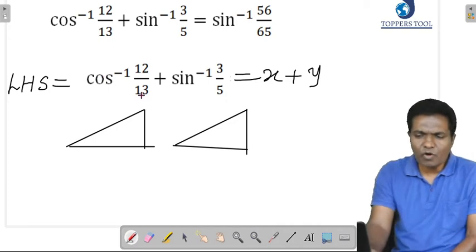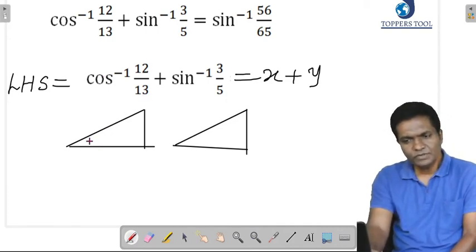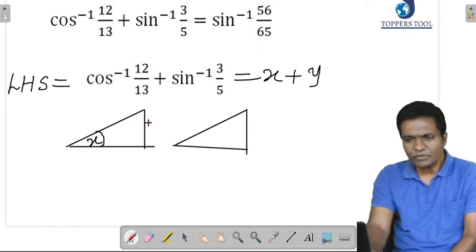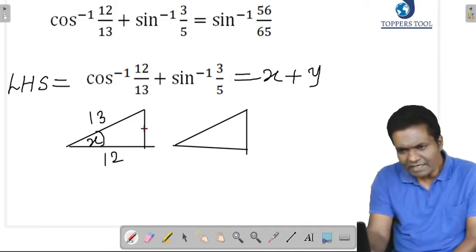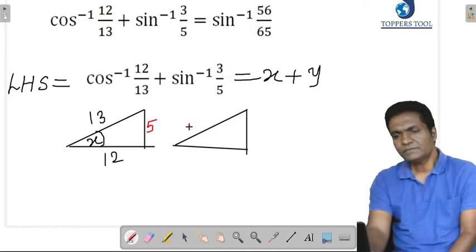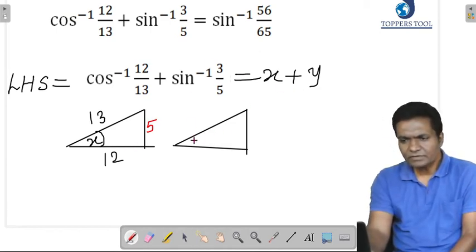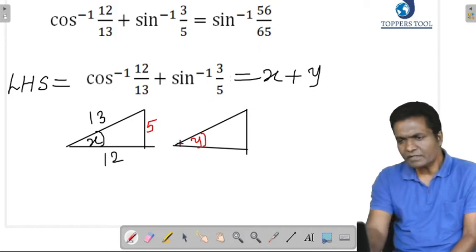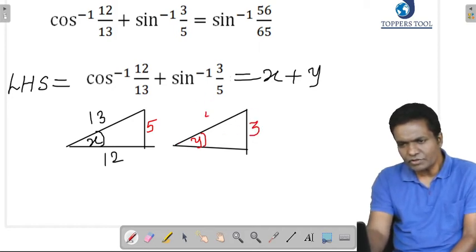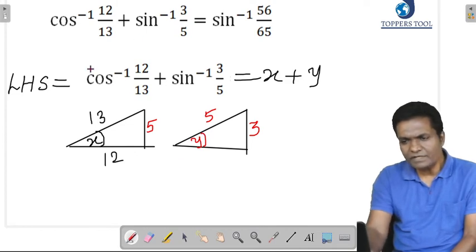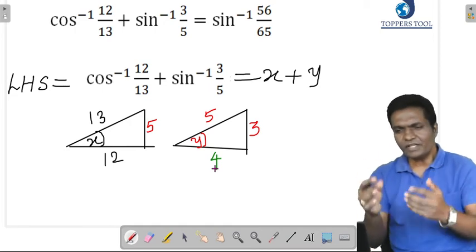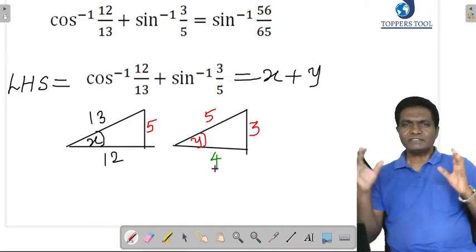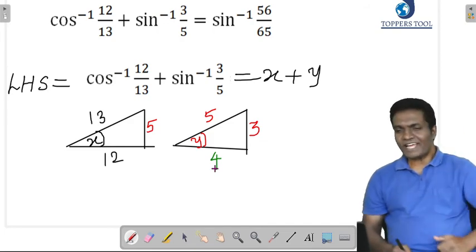So x is equal to cos inverse of 12 by 13, means cos x is equal to 12 by 13, this is 12 and this is 13, and you need to calculate this, and it is very easily calculated, that is 5. Similarly, this is your y. So sin y is equal to 3 by 5 means this is your 3 and this is your 5. So you can immediately write this as 4, as I mentioned earlier.